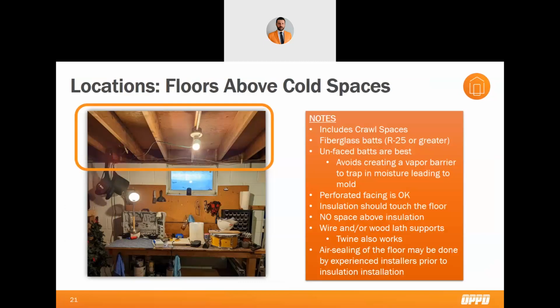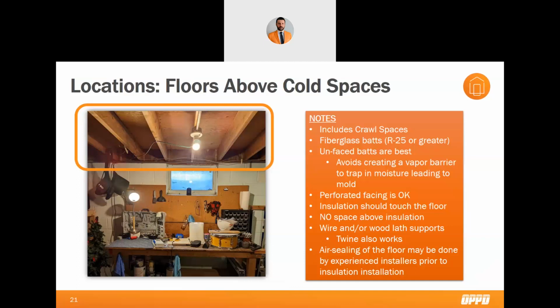We have two places to insulate in this photo, but we'll start with the floor above this workbench here. Fiberglass batts of R25 are perfect here, but also you should install unfaced batts. These are a little trickier to work with than faced batts. Unfaced batts essentially don't have the paper backing to them. You can even find batt insulation that has perforated facing. This helps reduce the possibility of trapping any moisture you wouldn't be able to see.